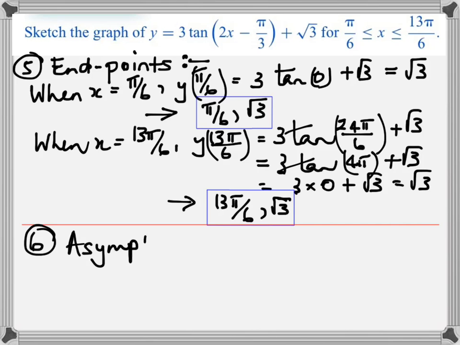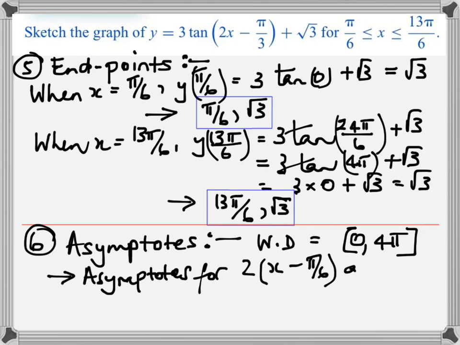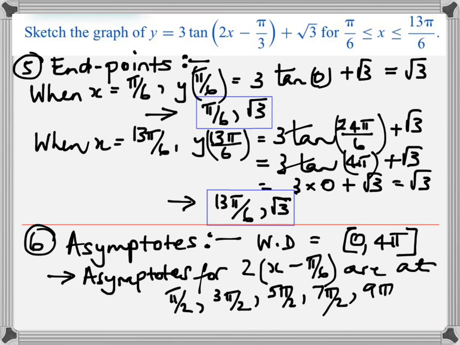So now, let's see what the next exciting thing to do is. Oh, the asymptotes. Right, well, the working domain goes from 0 to 4 pi. We've got to keep that in mind. So, the asymptotes for that funny expression behind the tan symbol would be at pi on 2, and just keep adding pi. It's just so easy with tan. So let's do that over the page, shall we?